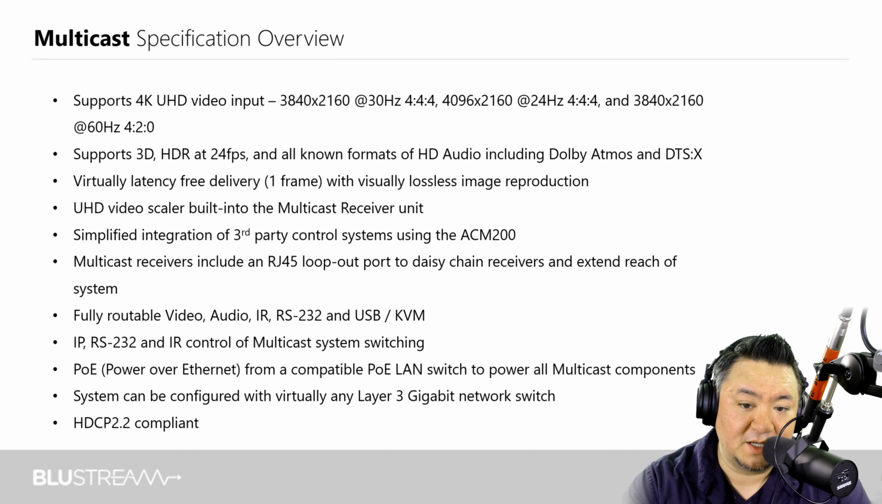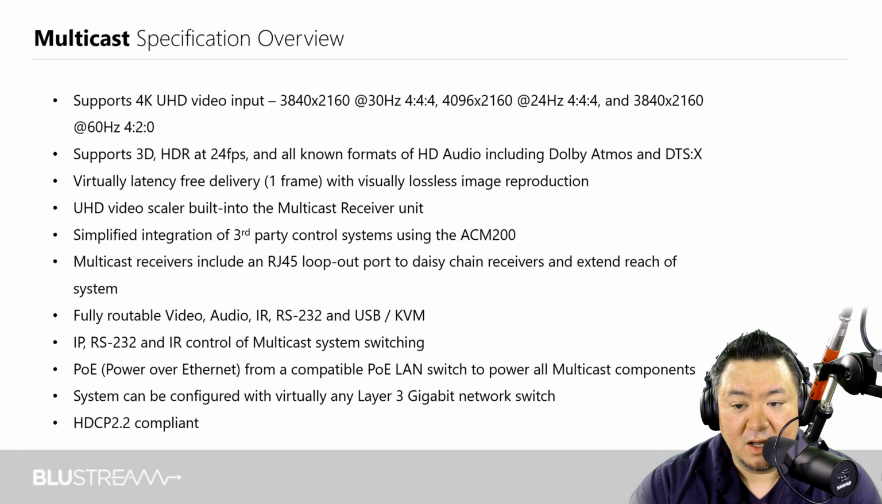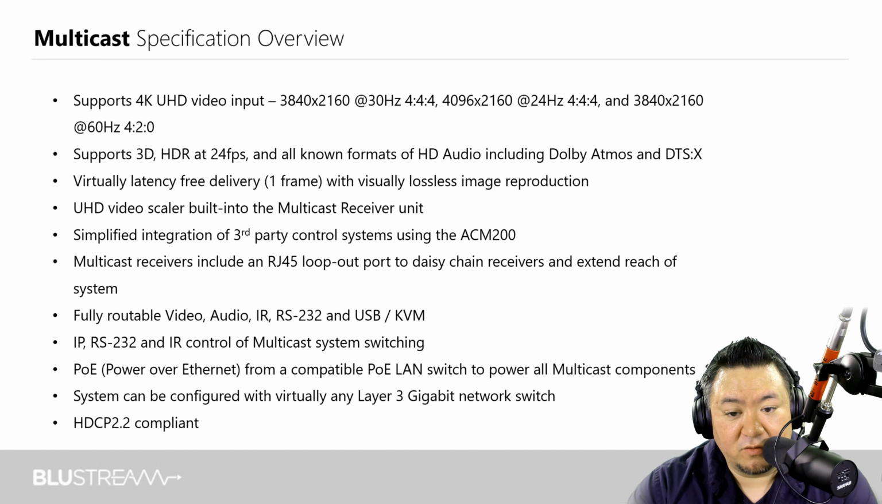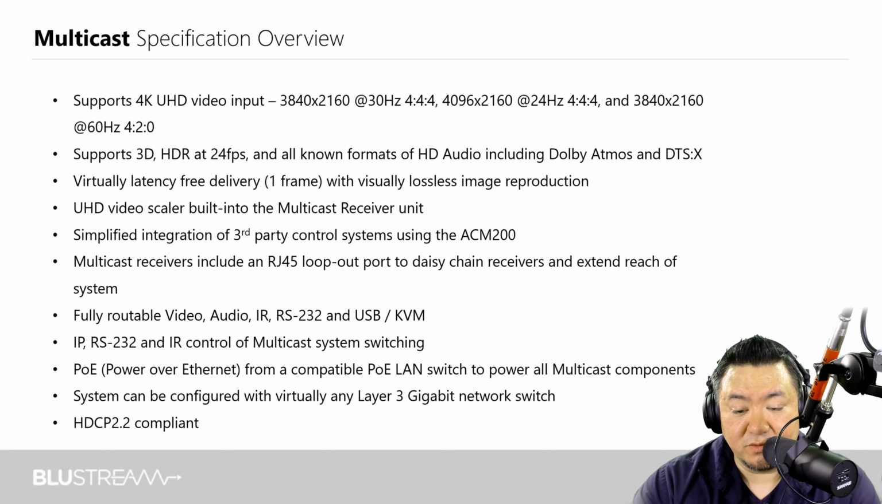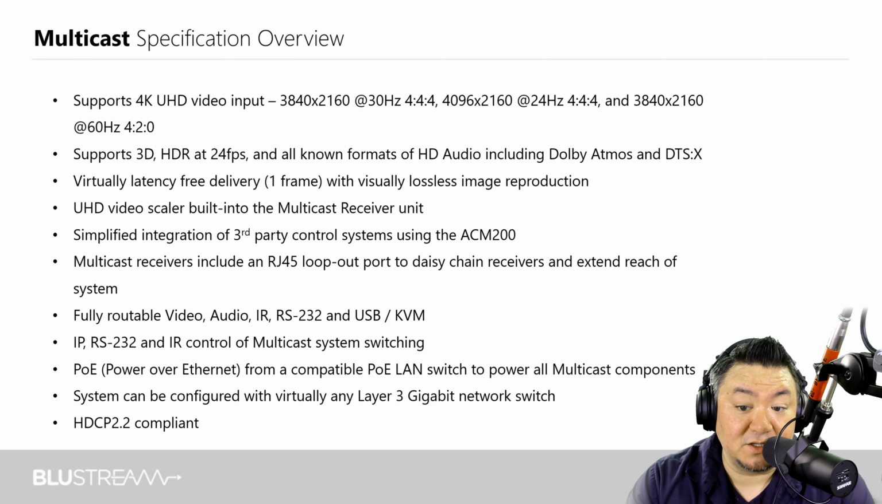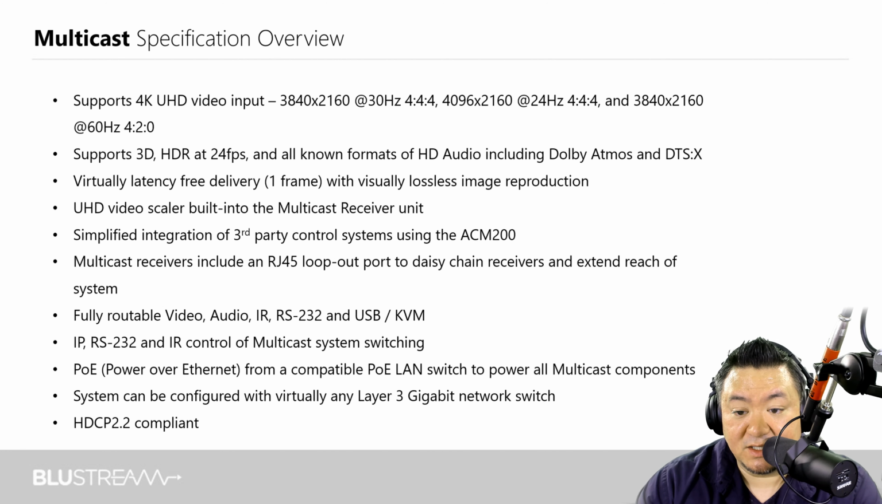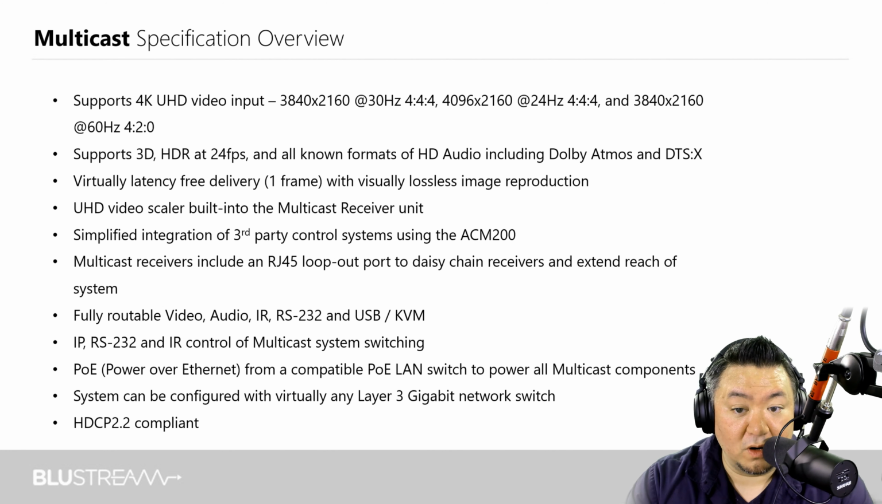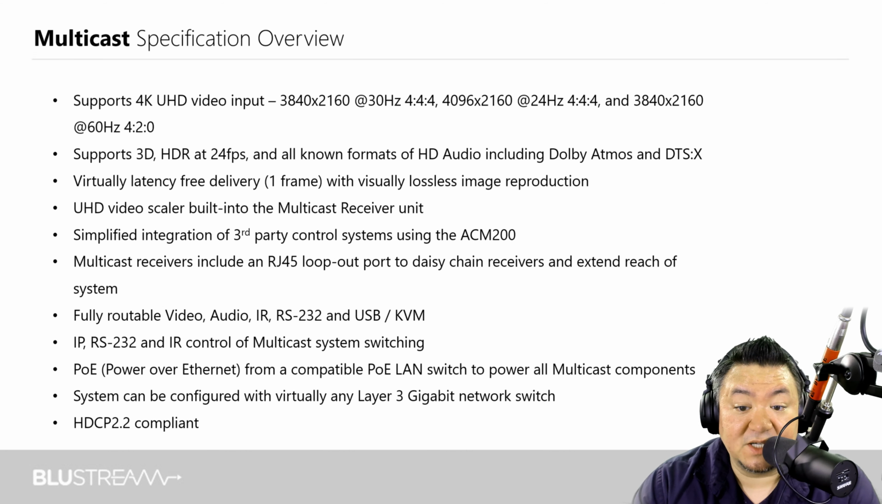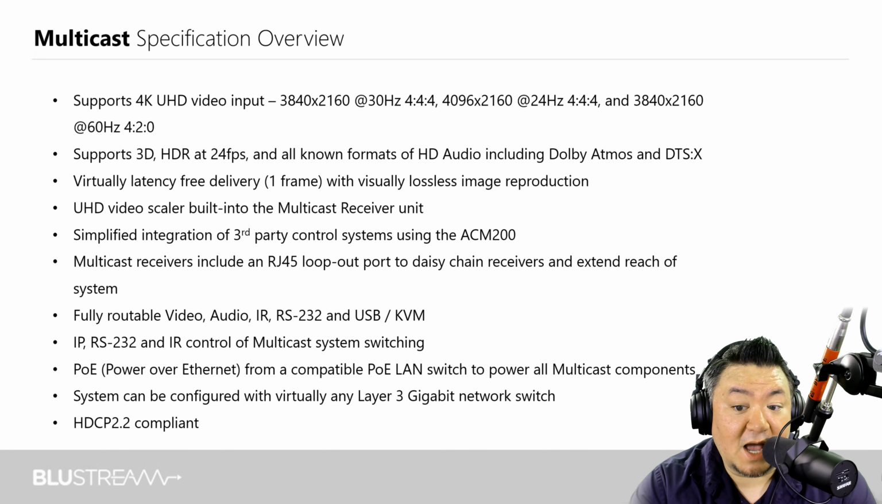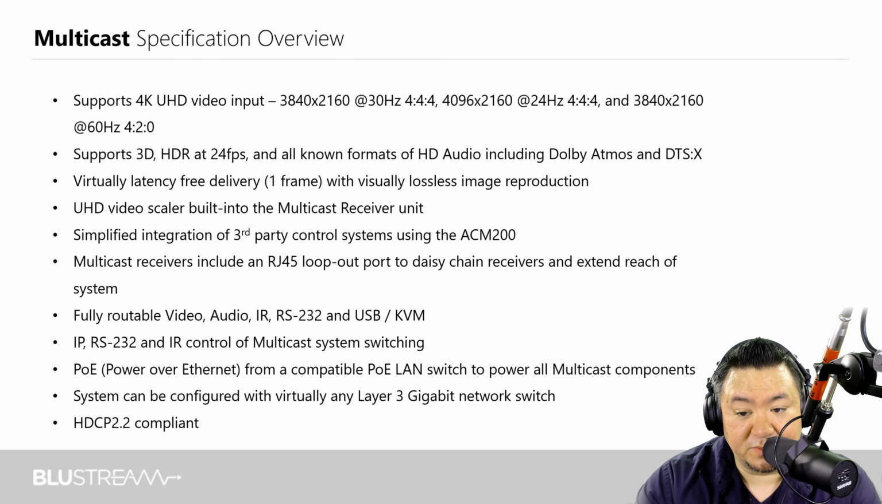In terms of specifications for the multicast system, a lot of these we've talked about already throughout the presentation, but I will talk about some of the highlights. For example, we do support 4K Ultra HD, that's 3840 by 2160 at either 30 Hz 4:4:4 or 60 Hz at a chroma subsample of 4:2:0. We do support HDR at lower frame rates, at 24 Hz or 24 frames per second, and all of the high bitrate audio formats, Dolby Atmos and DTS:X included.